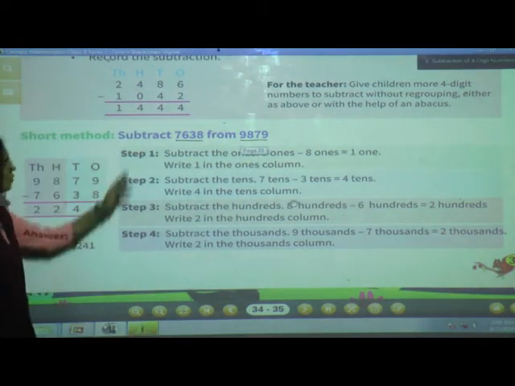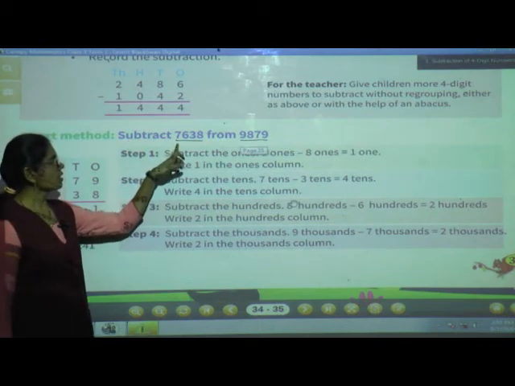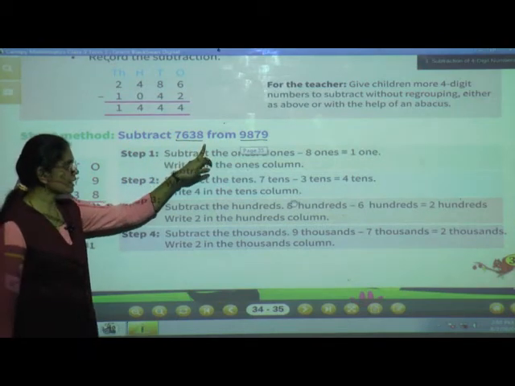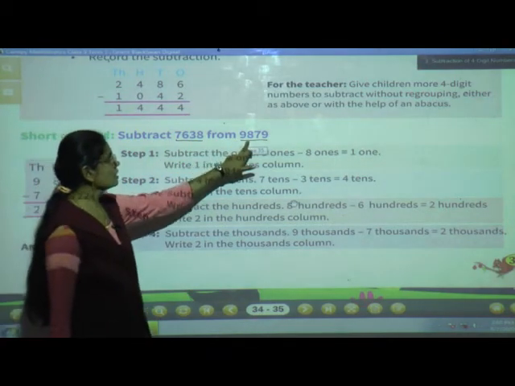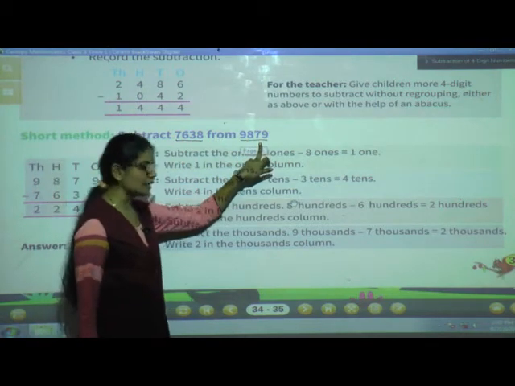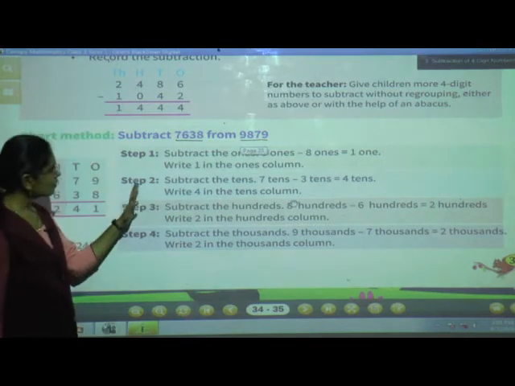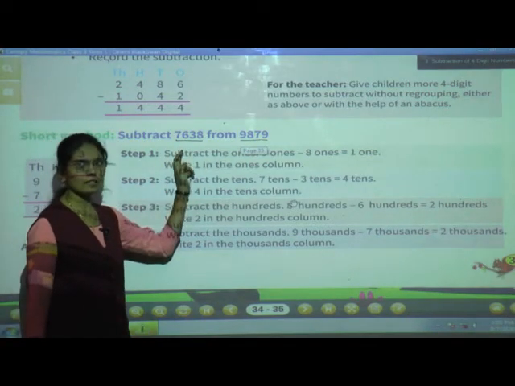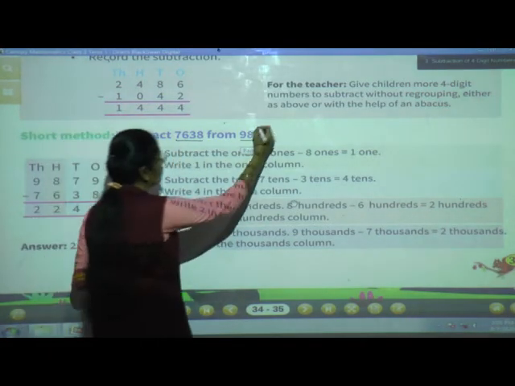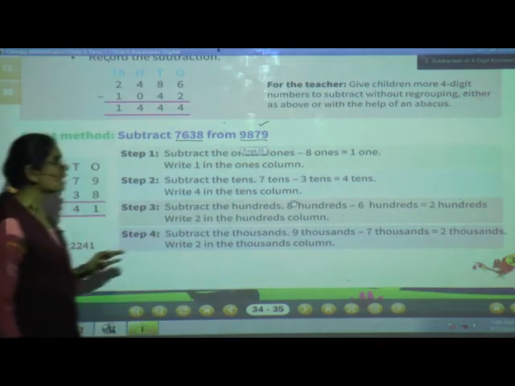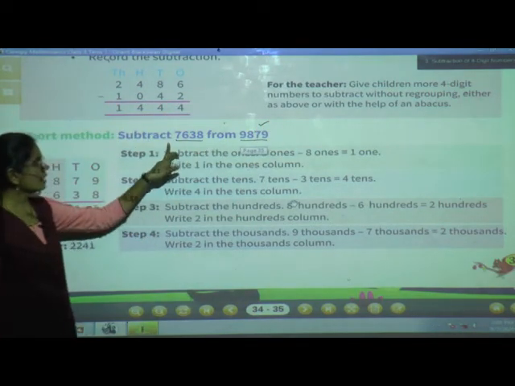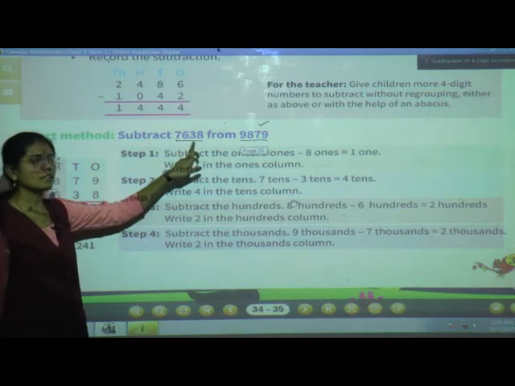Okay. What is the question? Subtract 7638 from 9879. See these two numbers carefully. Both are 4-digit numbers. But see which number is greater? This 9879 is greater than this number 7638.